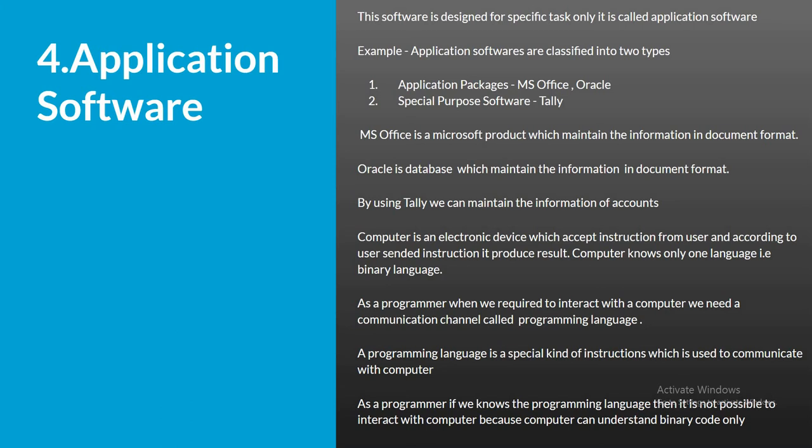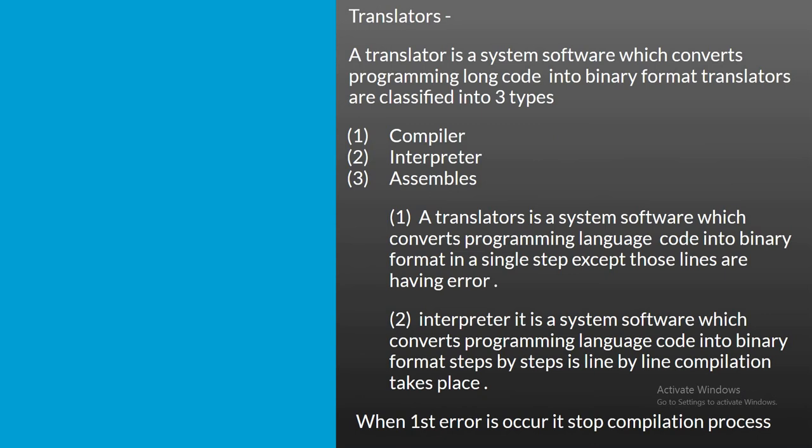Here we have explanation of all these software. So application software have a special purpose, you can understand. Here we have translators. A translator is a system software which converts programming language code into binary format. Translators are classified into three: we have compiler, interpreter, and assembler.